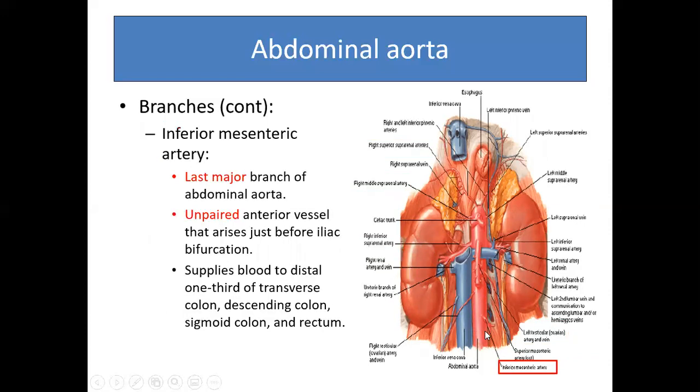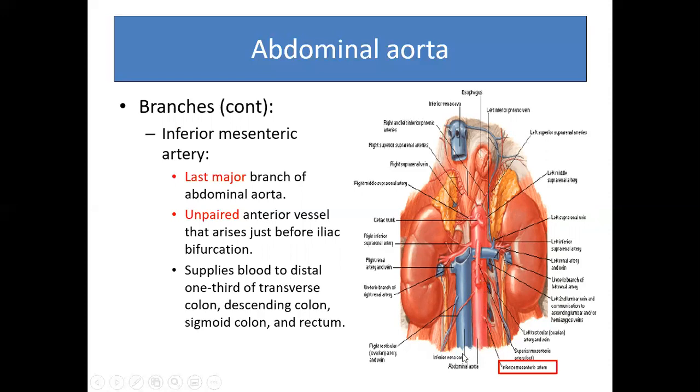And then we also have the inferior mesenteric artery. It is the last major branch of the abdominal aorta, and it is an unpaired vessel. It's a single vessel that arises at the anterior part of the abdominal aorta, just before the formation of the two common iliac arteries.